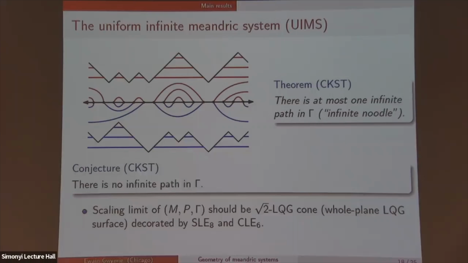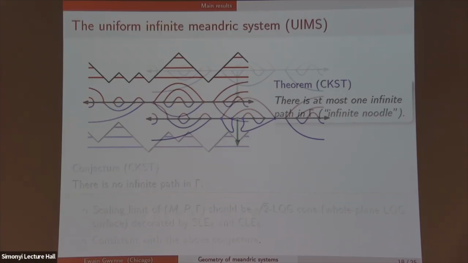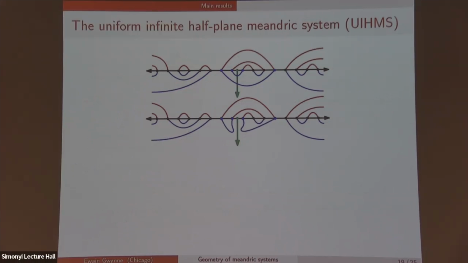So we spent a bunch of time trying to prove this conjecture in the setting of the uniform infinite meandric system. And we weren't successful in proving this, but we were able to prove a variant of this for what's called the uniform infinite half-plane meandric system. The uniform infinite half-plane meandric system can be defined in a number of equivalent ways.